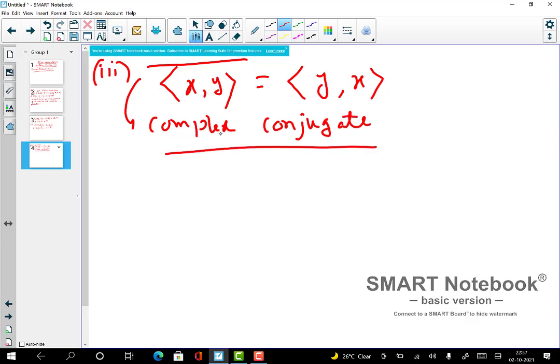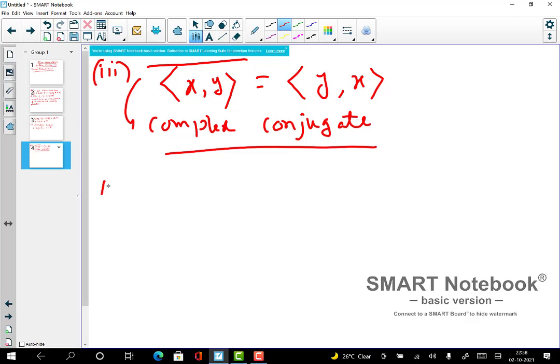So when the field is real, then that implies this is symmetric, right? The inner product is the same either way. But in the case of a complex field, it is called conjugate symmetry. It's not symmetric actually, right?